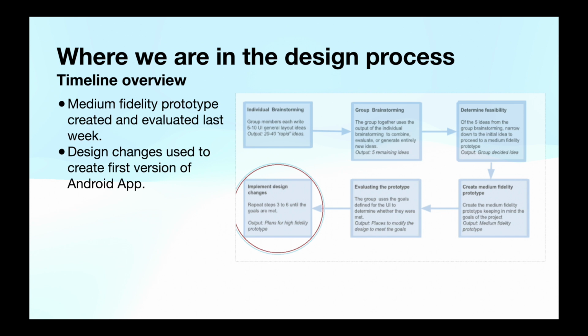A quick recap of the timeline of the design process. Last week, we created the medium fidelity prototype, which was made in Figma, and evaluated it according to Don Norman's usability principles of feedback, constraints, mapping, affordances, visibility, and consistency. The week before that was the individual and group brainstorming.